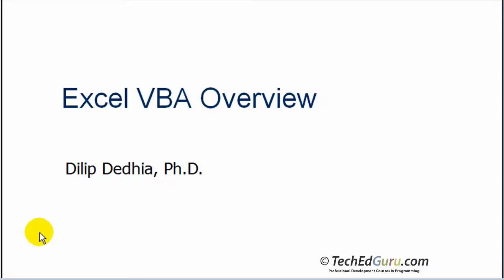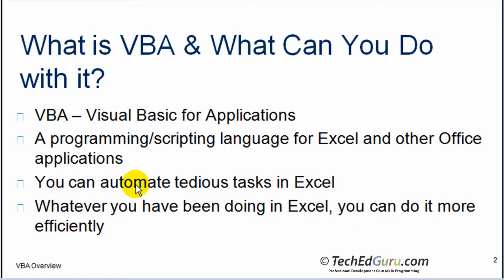In this short video, I would like to give you a quick introduction to VBA and hopefully convince you to learn more about it. So, what is VBA and what can you do with it? VBA stands for Visual Basic for Applications. It is a programming or a scripting language for Excel and other Office applications. You can automate tedious tasks in Excel. Whatever you have been doing in Excel, you can do it more efficiently using VBA.